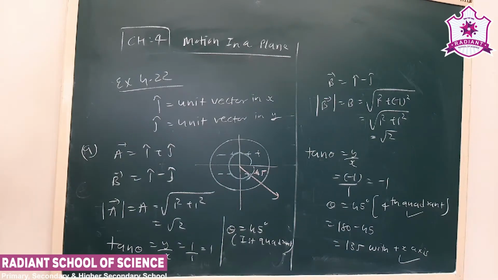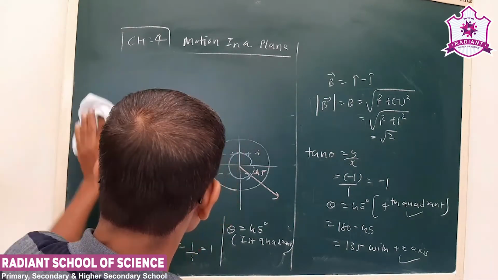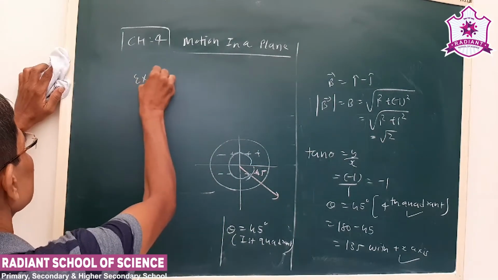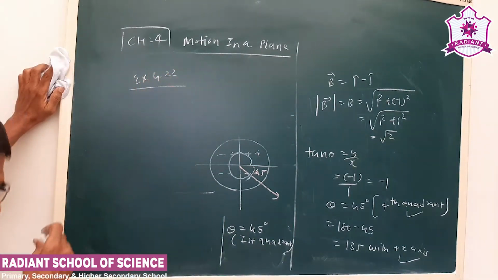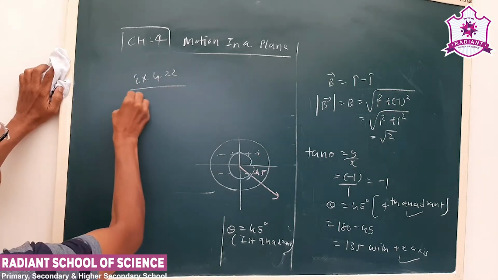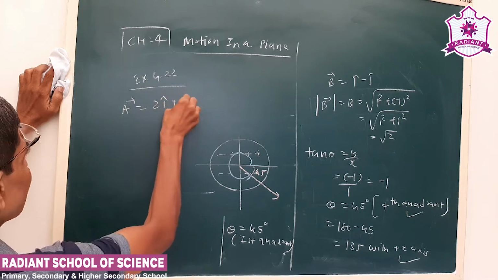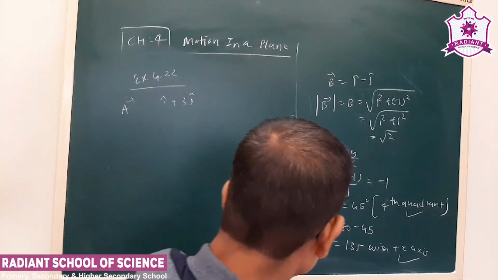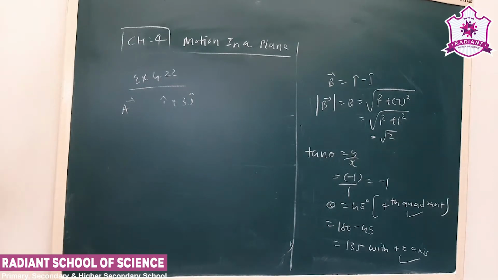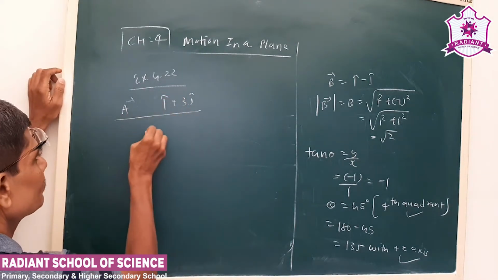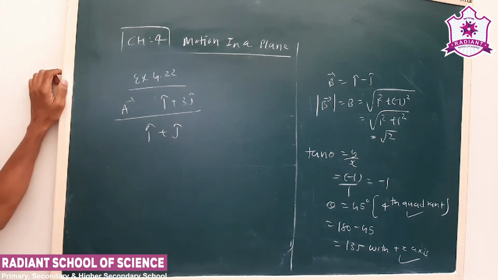Now see the second part of the question says, let us say vector A is 2i plus 3j. Now this one is interesting. We have to find out the component of vector A in the direction of i plus j.